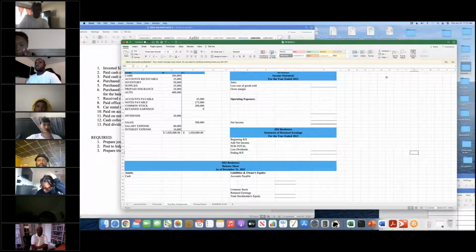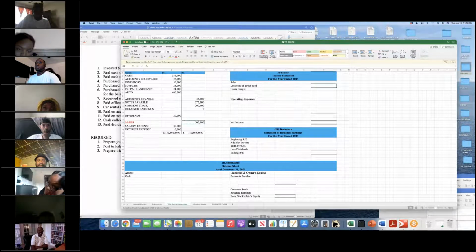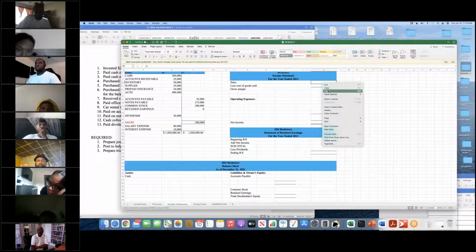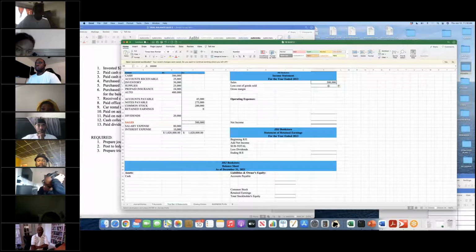Okay, so let's make an income statement. For the income statement, every number from sales down goes on the income statement. So we're doing this income statement. We take the 500,000 here, copy it, and we put it here. Got our income in. We don't have a cost of goods sold, so our gross margin is also going to be 500,000.